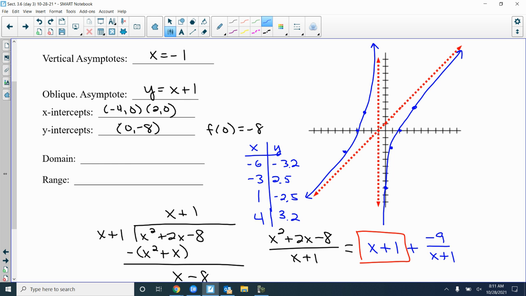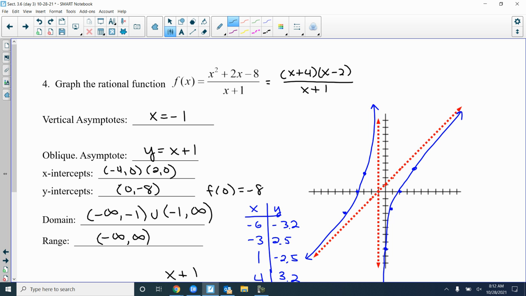Domain? Everything but what? Everything but -1. So negative infinity to -1, union -1 to infinity. Range? All real numbers. Negative infinity to infinity. So that's how an oblique asymptote looks. It only happens when the degree of the numerator is 1 more than the degree of the denominator. That's the only case.